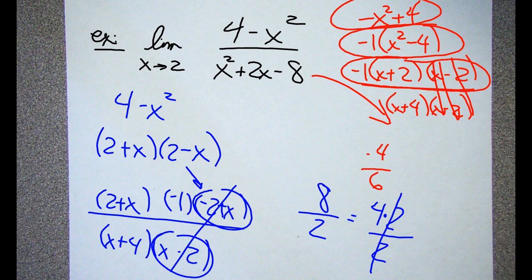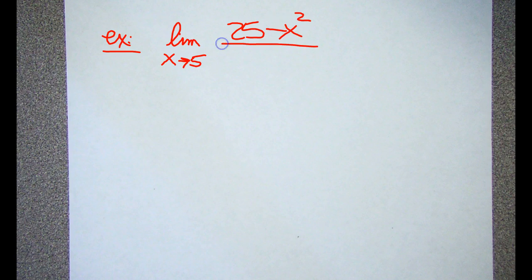So let's practice another one. Another similar, but not identical. So let's say limit as x approaches 5 of 25 minus x squared, this is going to be a little different, over x squared minus 5x. Wait, don't do that yet, hold on. Yeah, that works. That works? Okay, keep going.